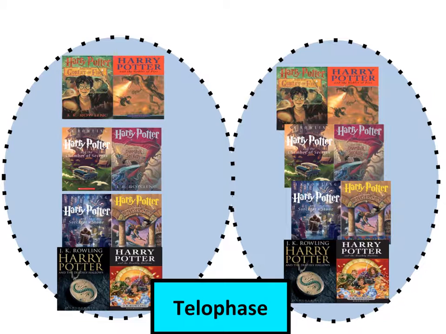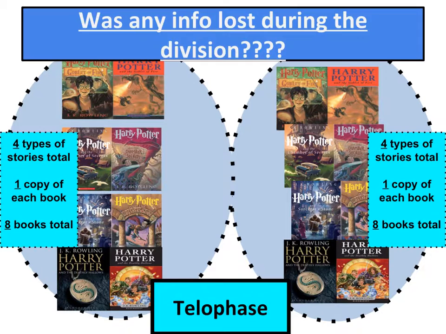And here we have telophase. And you'll see that, let's say this is the daughter collection of the books, and then here is yours. So you were able to maintain yours, right? So it's complete. We have 4 types of stories, 1 copy of each book, and 8 books total over here, and the same over here.